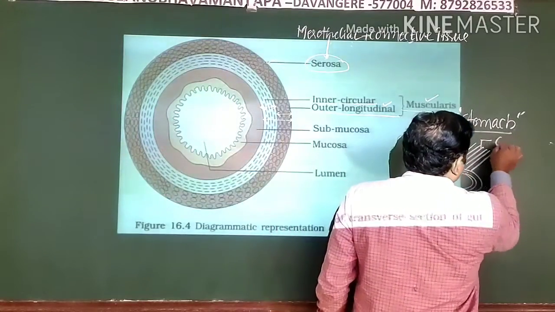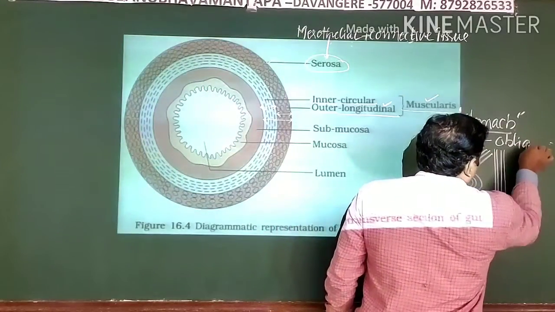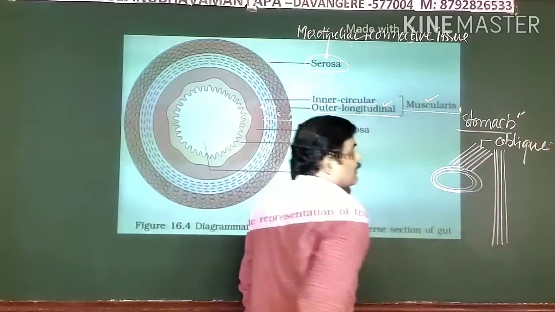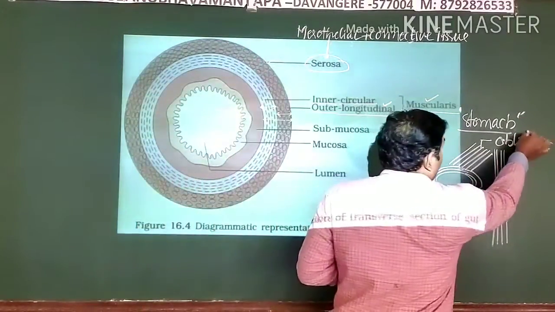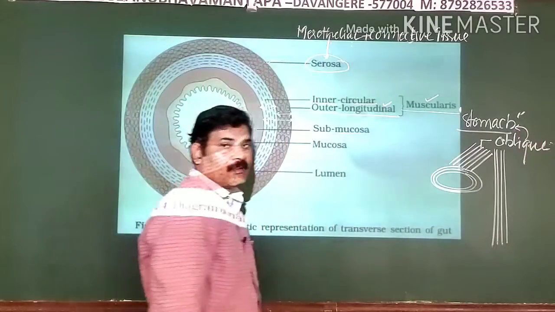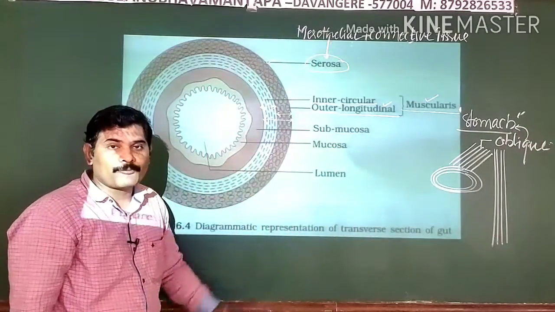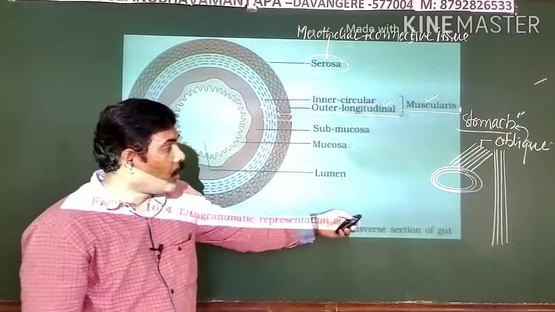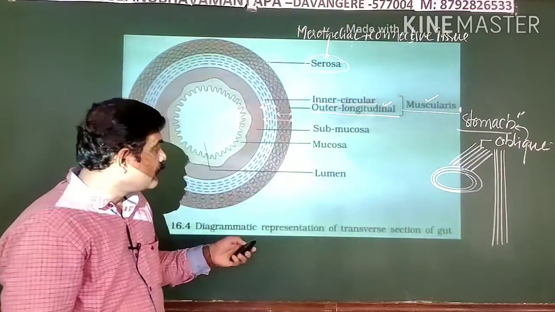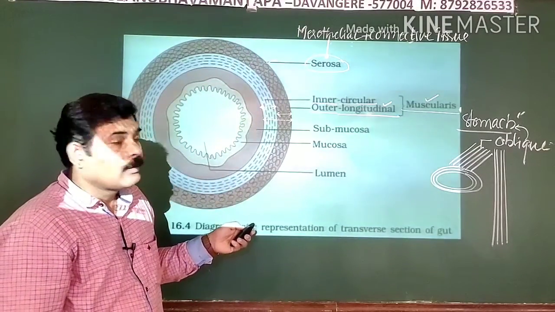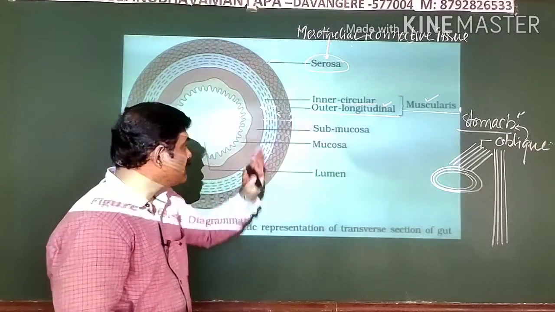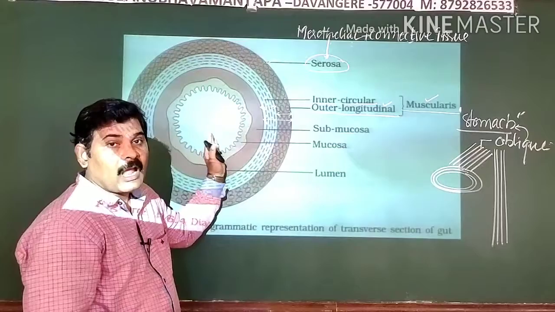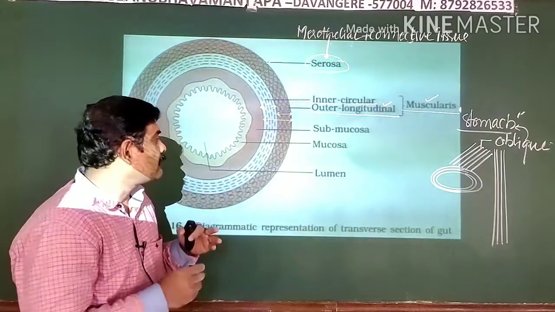These are known as oblique muscles. Clear? But these oblique muscles are present only in the stomach region, whereas the rest of the portion of your alimentary canal doesn't have these oblique muscles; they have only these 2 types of muscles only. Right.